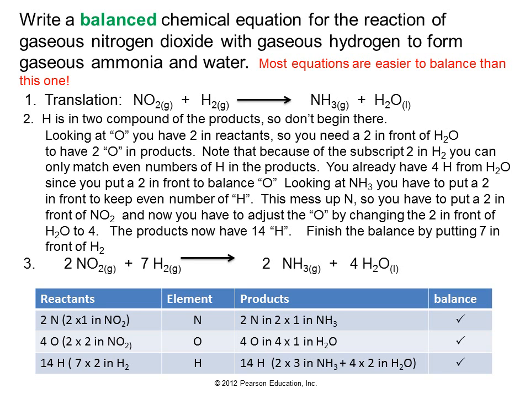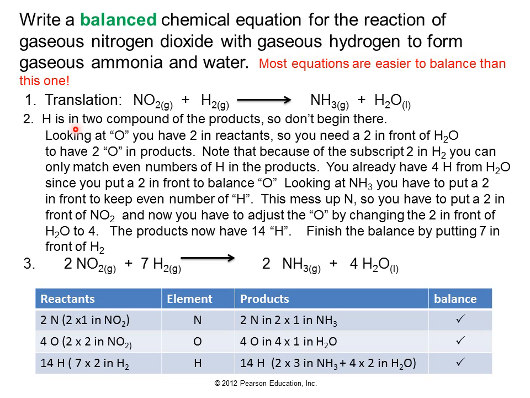Now our final exercise is to write a balanced equation for a reaction which is described as gaseous nitrogen dioxide with gaseous hydrogen to form ammonia and water. So this is a molecular compound, nitrogen dioxide. Hydrogen is a diatomic element, H2, and ammonia is NH3, a molecular compound, and water.